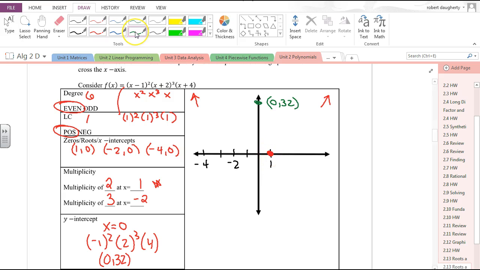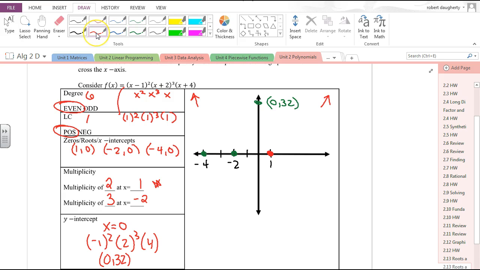There's a multiplicity of 3. That's an odd number at negative 2. I will cross the axis here. And there is no multiplicity, raised to the first power, at x equal to negative 4. So I know that I cross the graph at negative 4 and negative 2, but not negative 1.